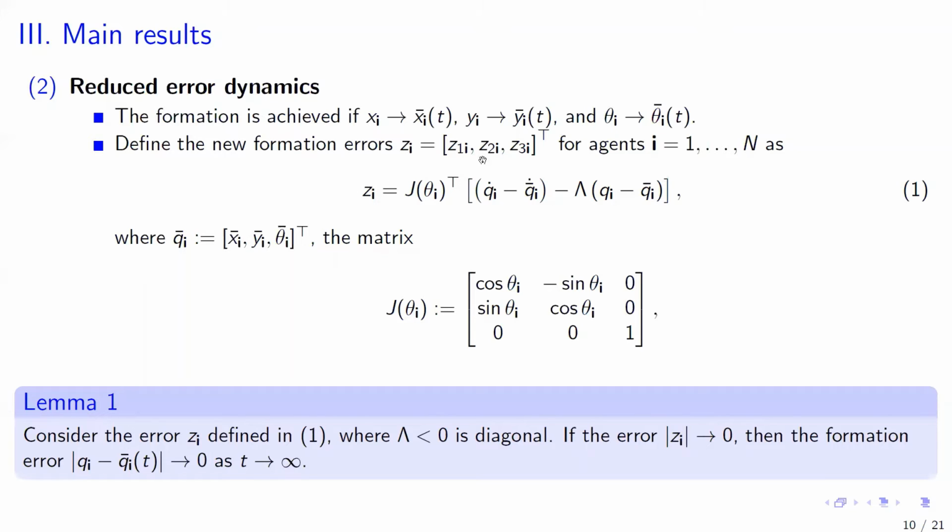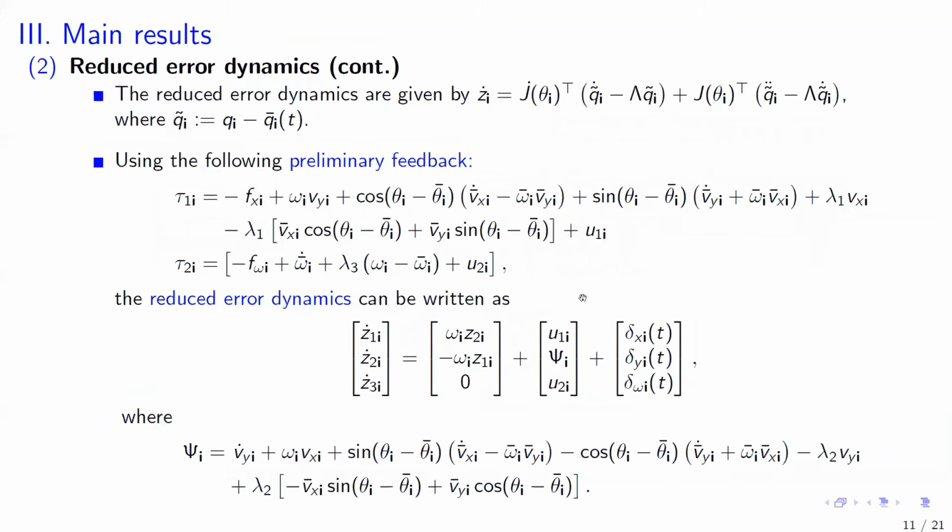Note that zi converging to 0 implies this part converging to 0, and this part is actually a stable linear system. So zi tends to 0 implies the configuration error tends to 0 too. The error dynamics is given here, and under this preliminary feedback, the reduced order error dynamics can be written as this system, where psi is given by this equation. This error system is the basis of our control design.